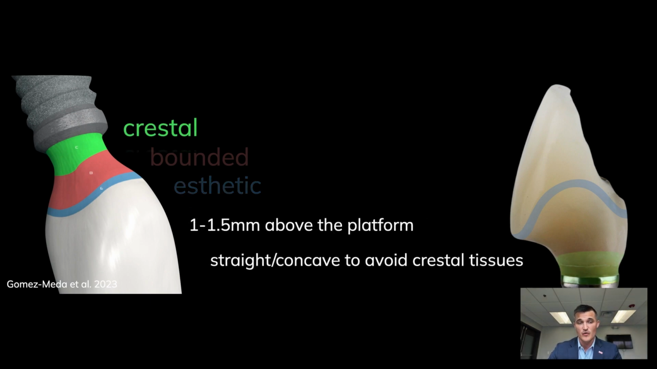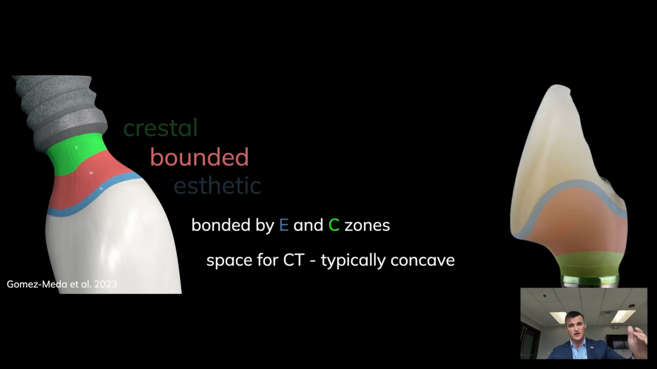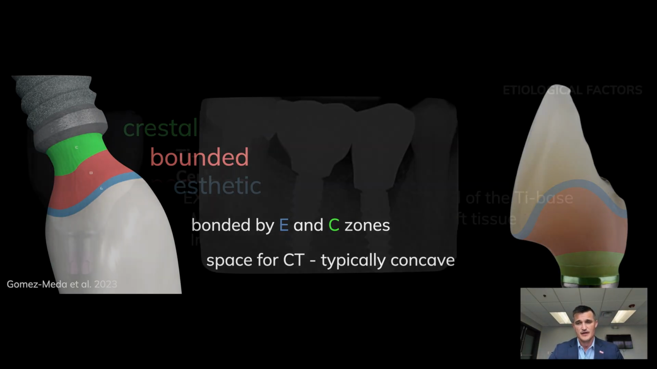The crestal zone is that initial 1 to 1.5 millimeters off the platform of the implant, where we need to maintain a straight or concave profile to avoid invading the space for the crestal tissues. And the bounded zone is bounded between the aesthetic and the crestal zone. This should be looked at as space for connective tissue, so it should ideally be concave. It can be straight, especially in thick phenotypes, but ideally we'd have a concave bounded zone.